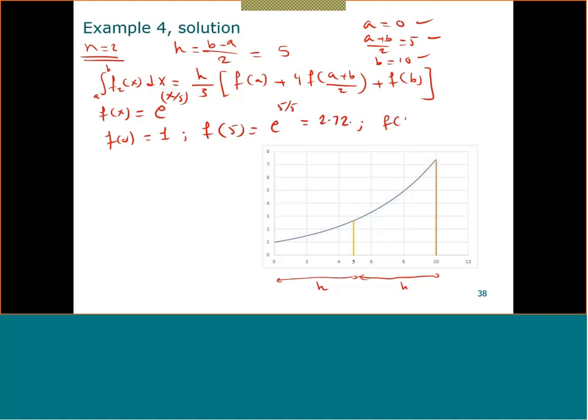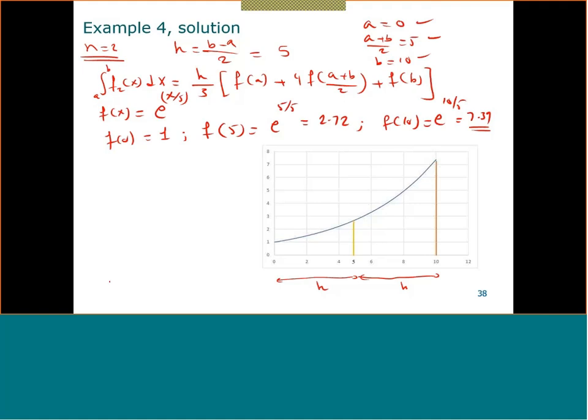And finally, we need to find f of 10, which is e to the power of 10 over 5, which is equal to 7.39. So we defined everything. We know everything now, so now we can find the integration. I will just substitute here.